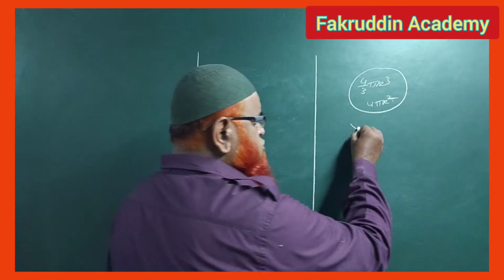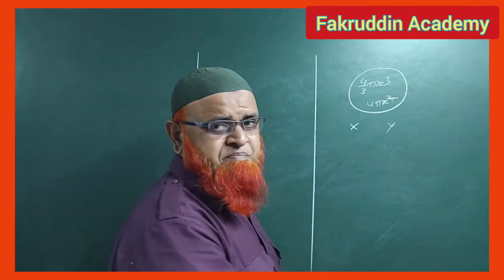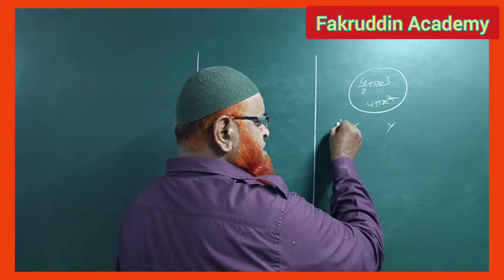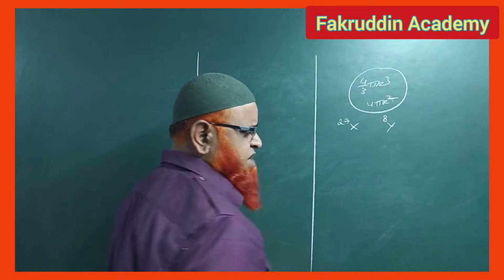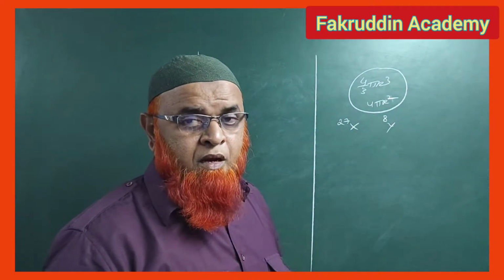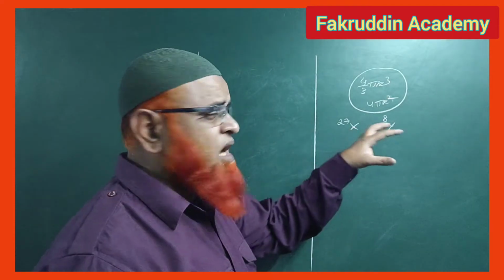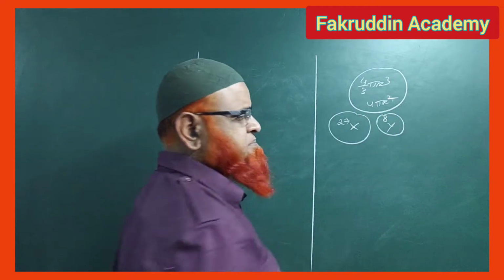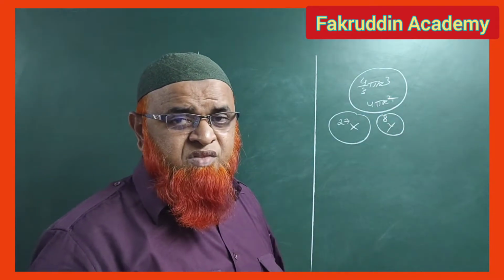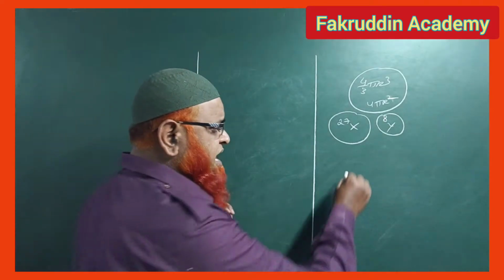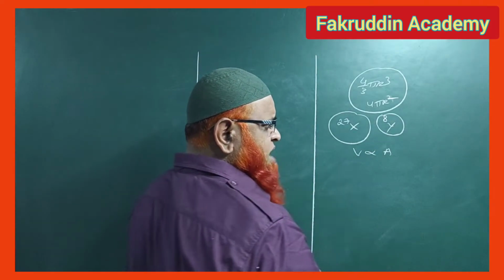Let us imagine there are two nuclei, X and Y, two different elements having their mass numbers 27 and 8. Now in this case, which is having larger volume? Definitely X is having larger volume compared to Y. The reason is, the larger the mass number, the larger the volume. With this it is clear that volume is directly proportional to mass number.